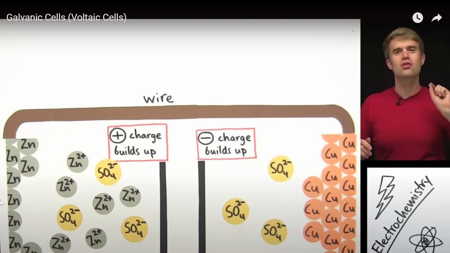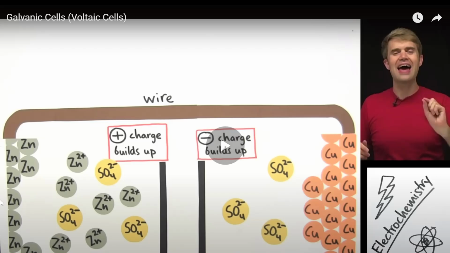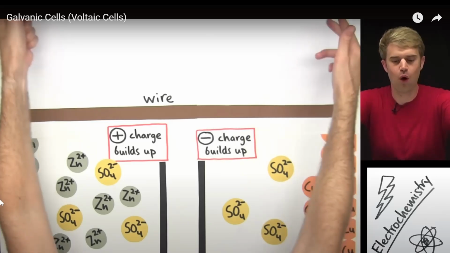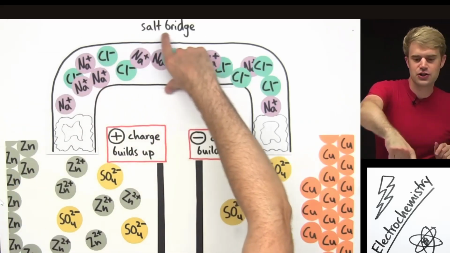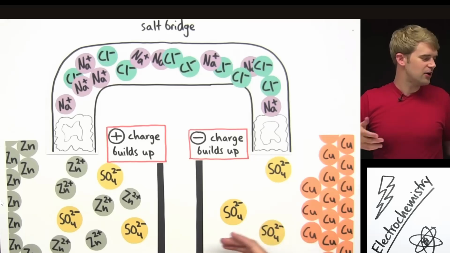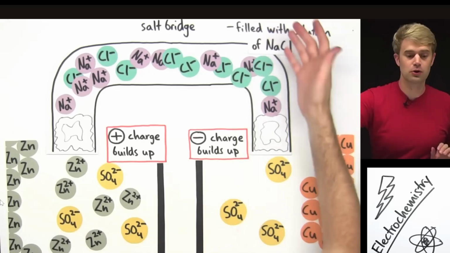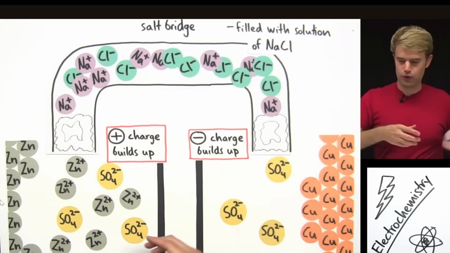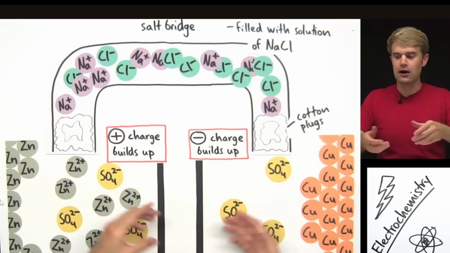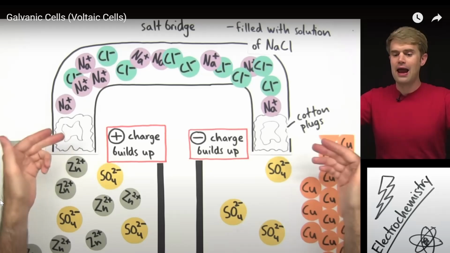So how do we fix this problem? What do we add? A salt bridge. That is where the salt bridge comes in. Let me get rid of this wire and show you what the salt bridge looks like. Here is the salt bridge. It is a tube shaped like an upside down U that, in our case, is filled with sodium chloride. And you can see the Na+ and the Cl- ions. Now, at the ends of the salt bridge, there are cotton plugs, a little bit of cotton there. Fill in cotton plugs. Everyone always forgets the cotton plugs.